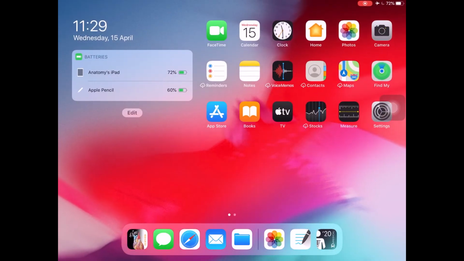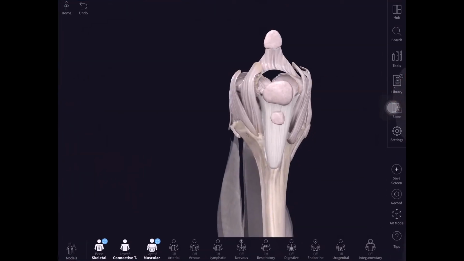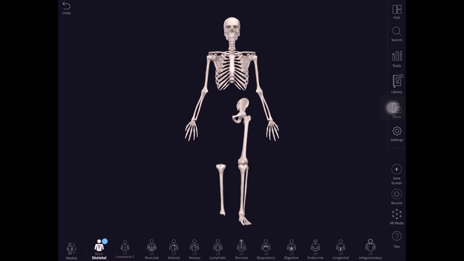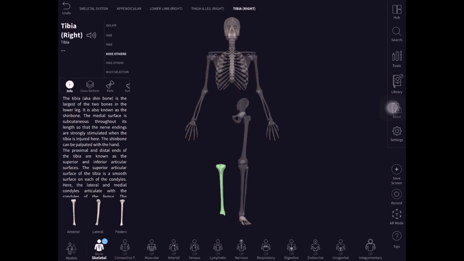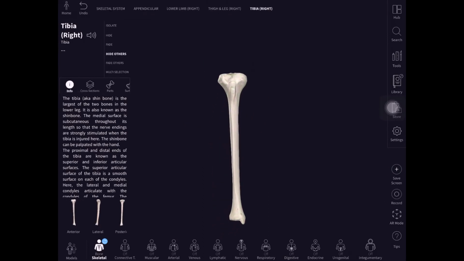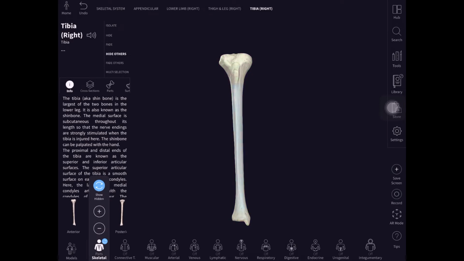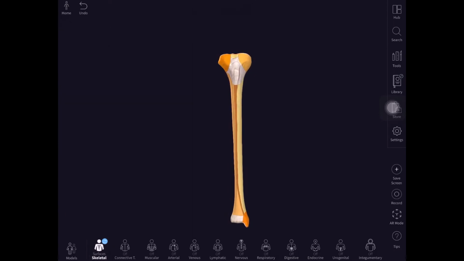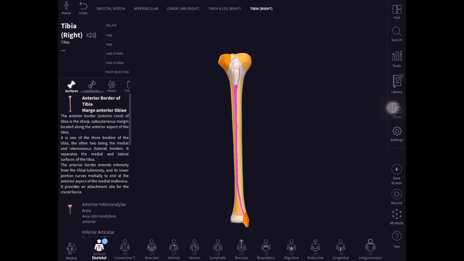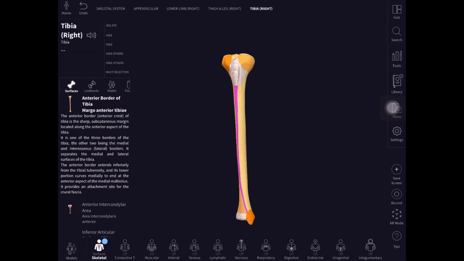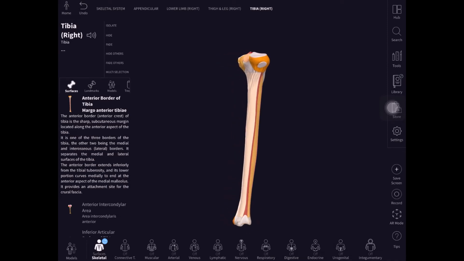Now next, I'll show the borders here in the app before we go to the surfaces. Okay, so in this one, the pink line is your anterior border extending from your tibial tuberosity all the way to the anterior border of your medial malleolus.